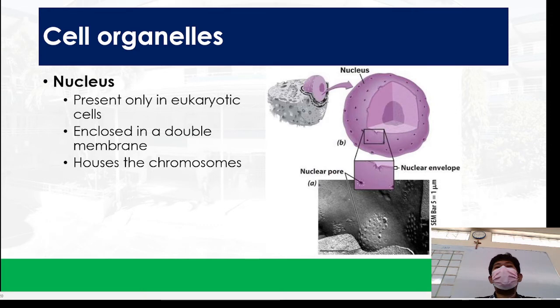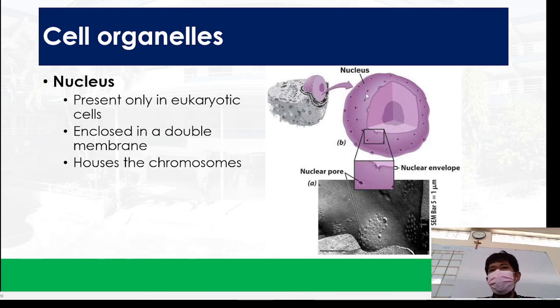And here is the nucleus. The nucleus is only present in eukaryotic cells. It is not in prokaryotic cells, and you will know why in the next few lessons. It is enclosed by a double membrane, just like the other organelles. It is enclosed by a membrane, and that membrane, if you are familiar with the endoplasmic reticulum, is directly connected to the endoplasmic reticulum. Okay? It houses the chromosomes, our genetic material.